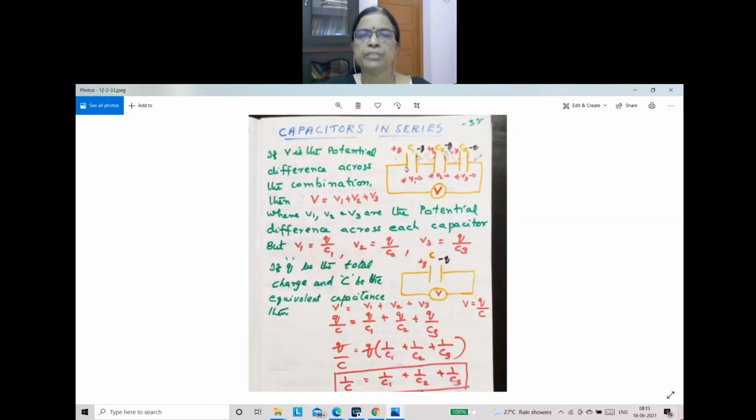And how much value of voltages will be there? That depends upon their capacity. Q is the same. Q by C1, Q by C2, Q by C3. That will be the voltages across each capacitor. Depending upon the capacitance value, the voltage across them will be different. So Q by C1, Q by C2, Q by C3.